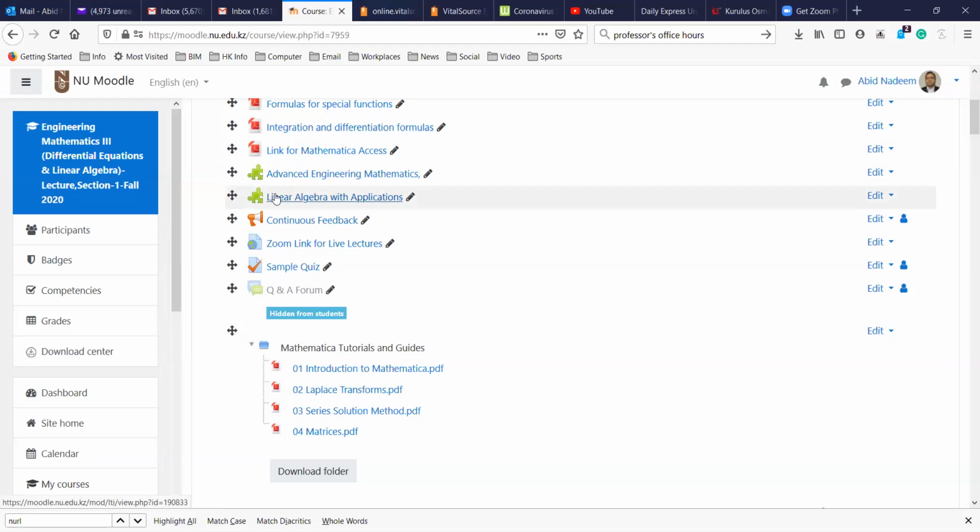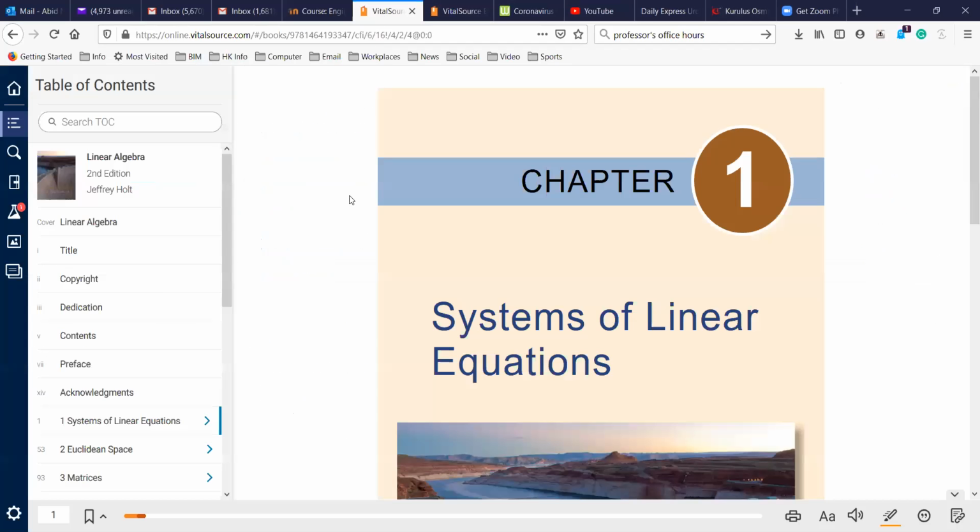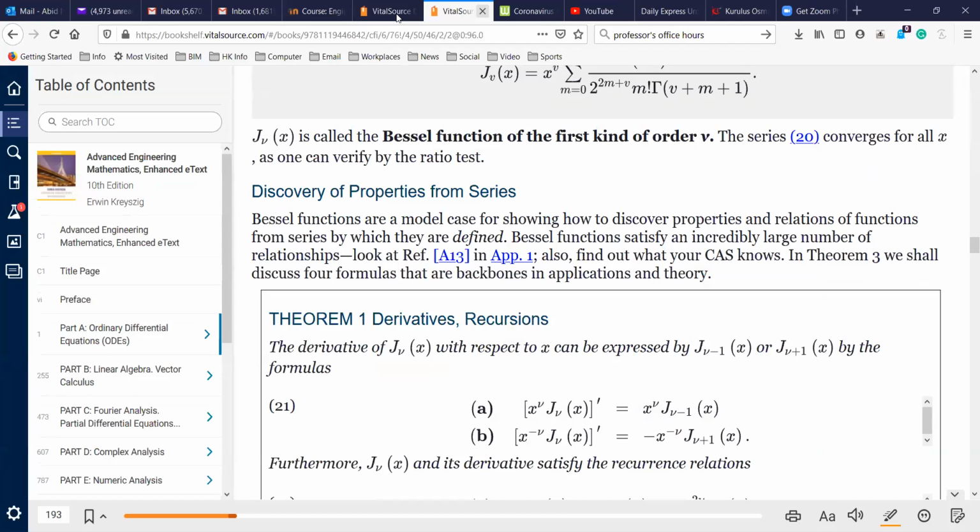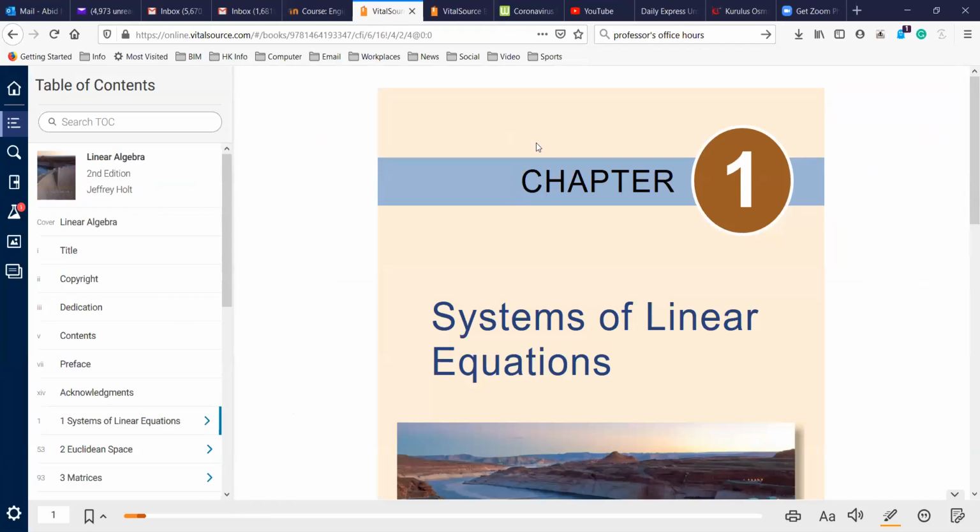So if you click it, then it opened in another page. Yeah, it's open in another page. It's in the other tab, yes, that's one. Can you see now? Yeah. Okay.